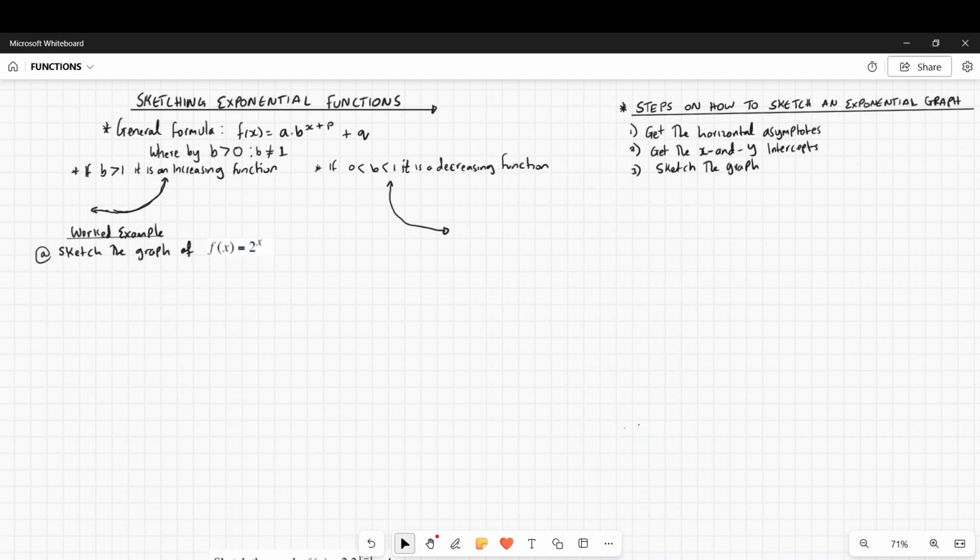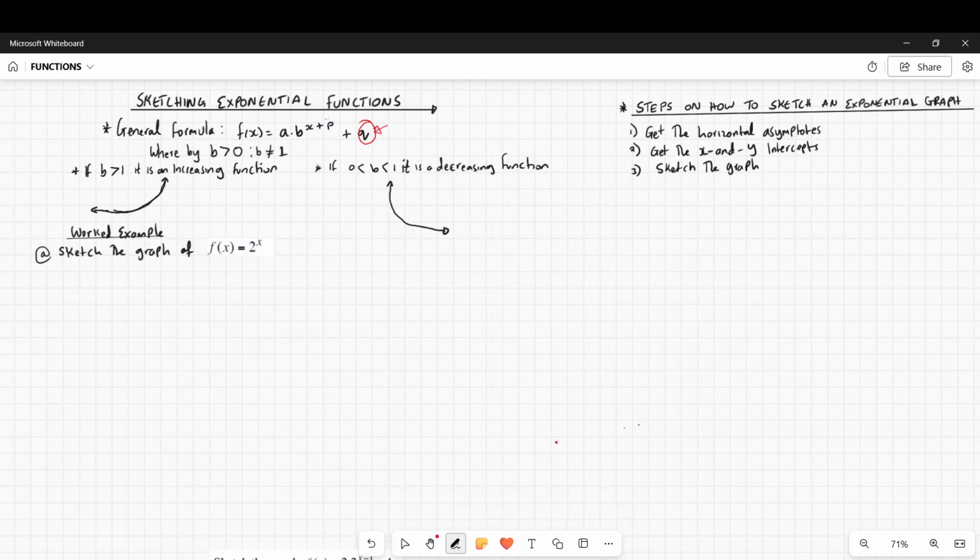Right, so now as you can see, we got the general formula which says f of x is equal to a times b to the power of x plus p plus q. We know that q represents the horizontal asymptote. So for an exponential graph, it will only have the horizontal asymptote, which is represented by q. Now this x plus p over here, this plus p represents how many units this graph has been shifted. About shifts, we're going to discuss that later on.